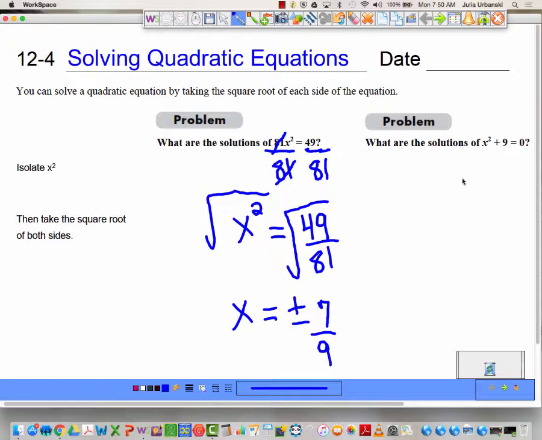Look at the next one over. We need to isolate the x squared. What do we do to both sides? Subtract the 9, right. So look at what we have. X squared equals negative 9. Now take the square root of both sides. You get x over here, but what number is the square root of negative 9?